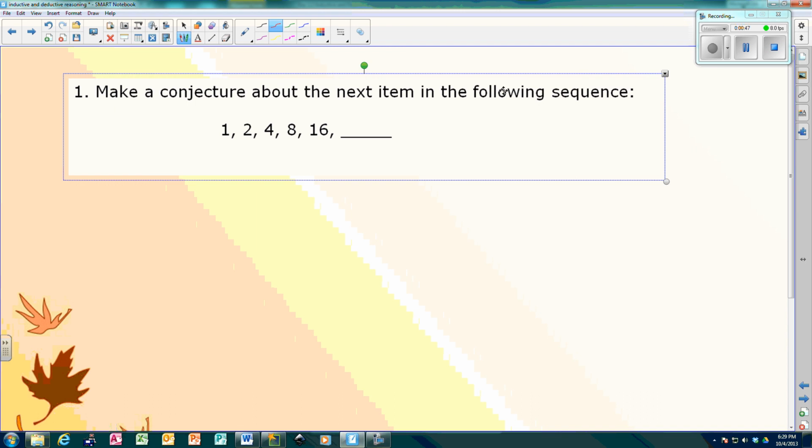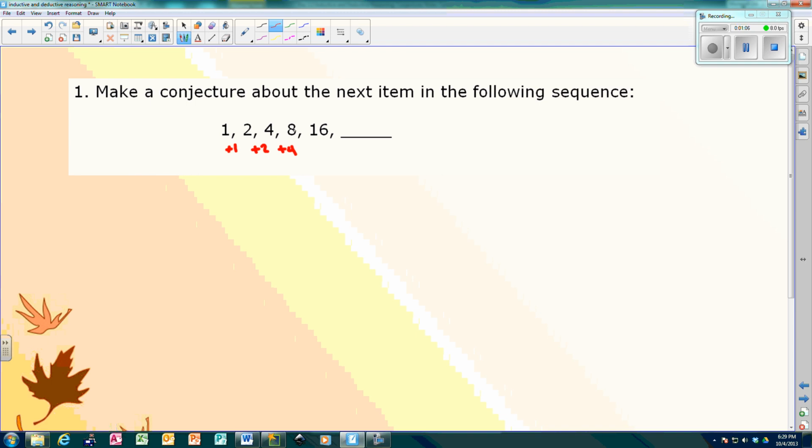Let's make a conjecture about the next item in the following sequence. Okay, so let's see if we can generalize. All right. So to go from 1 to 2, I add 1. To go from 2 to 4, I add 2. To go from 4 to 8, I add 4. And to go from 8 to 16, I add 8. So if you notice, you're adding the previous number. So if I do 1, 2, 4, 8, then I'm going to add 16 to the 16 and get 32.